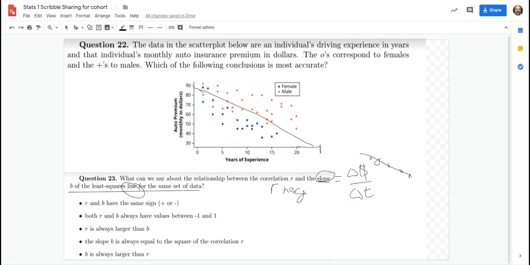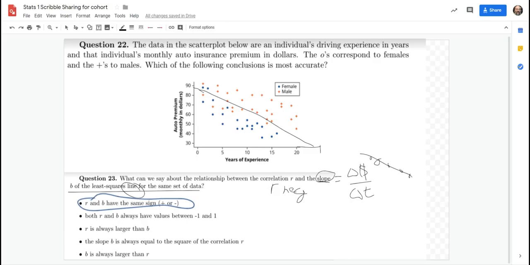R and B have the same sign. Yeah, absolutely. That is true. A positive correlation means, right? As one goes up, the other goes up. That's the definition of a positive slope. The numbers are different, but the sign is the same.